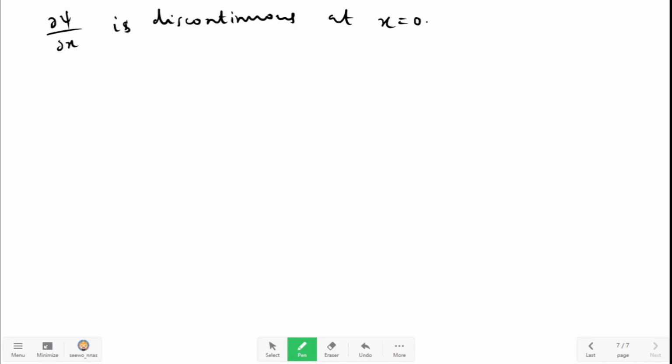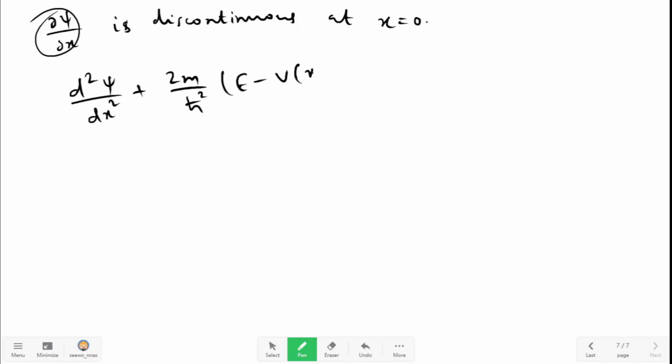Since the Schrodinger equation contains d square psi upon dx square, if we integrate the Schrodinger equation, then we get an equation with terms del psi by del x. So we start with the Schrodinger equation, which is d square psi upon dx square plus 2m upon h bar squared times e minus v of x psi is equal to 0. Now we integrate near x equal to 0, because at x equal to 0 we have discontinuity in del psi by del x.